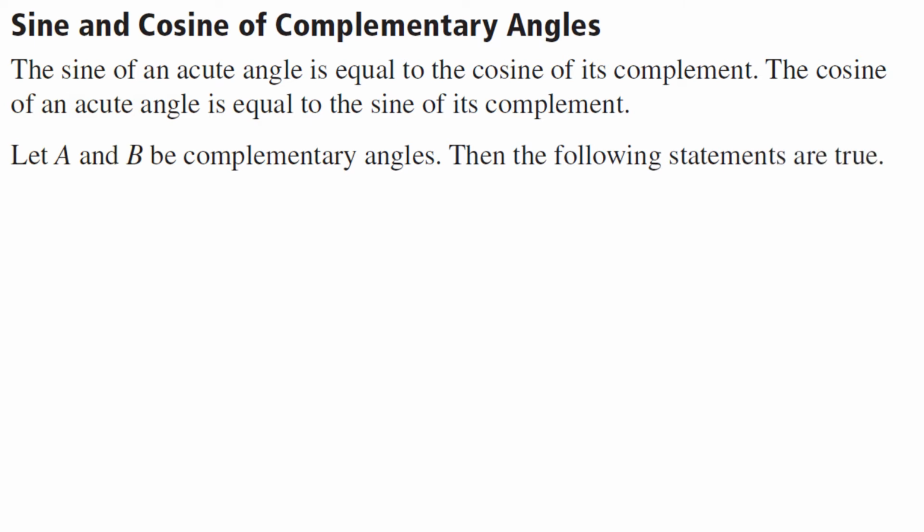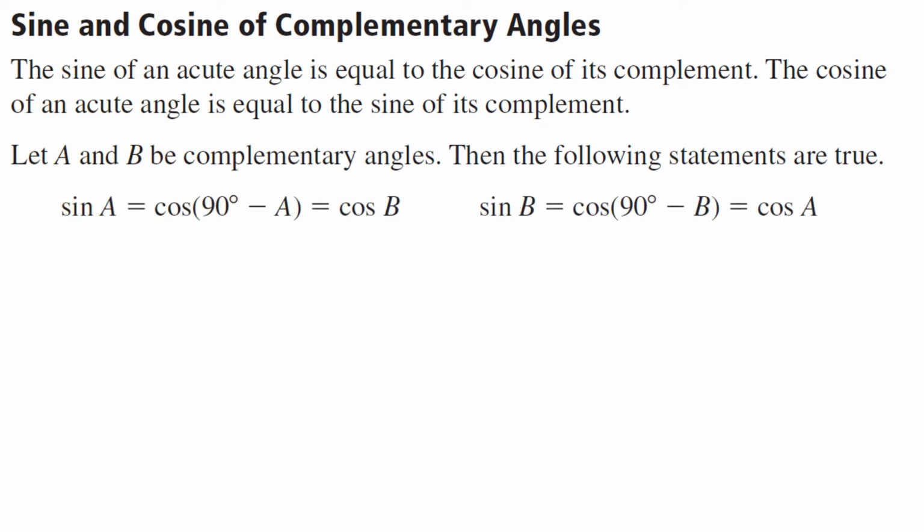So if we've got a triangle, usually we just call it triangle ABC. If C is the right angle, that means A and B will be the complementary angles. And so if I start out with sine, I know that the cosine of the complementary angle will have the same value. So sine of A has to be equal to cosine of B, or if I start with sine of B, that has to be equal to cosine of A.